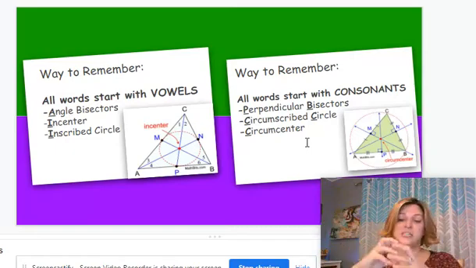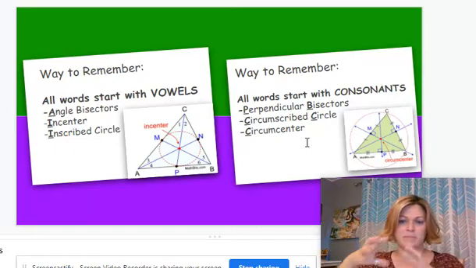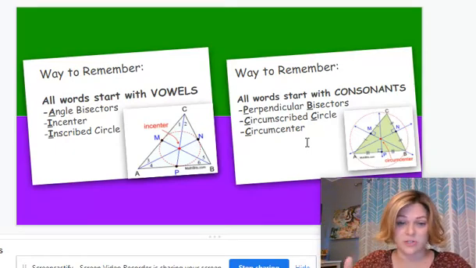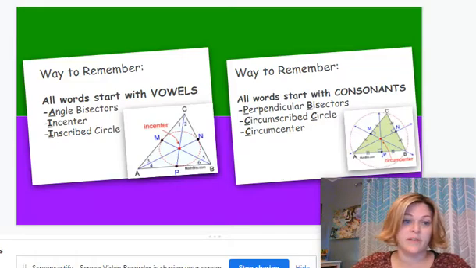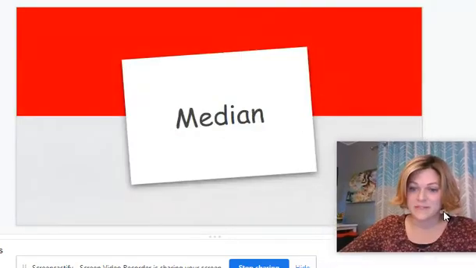So that's just a way to help you remember and keep them differentiated. If you take good notes, you should be fine though. But to be honest, these words, what you do to get those points, and how to find the incenter are really easy to forget. So just be aware. Okay, new color, median.